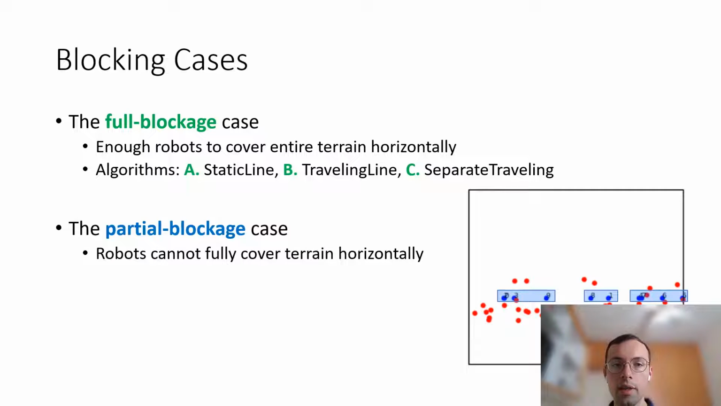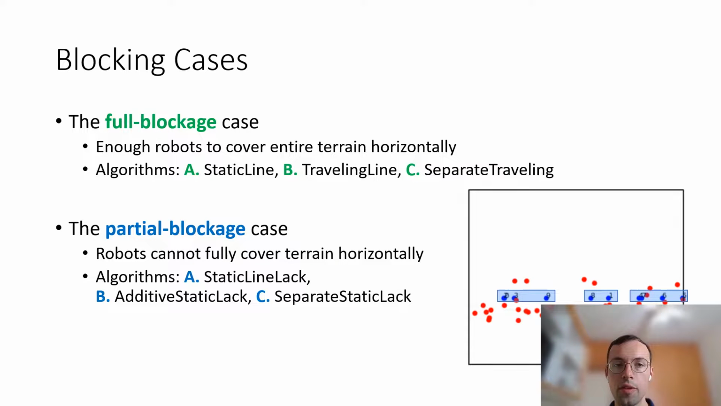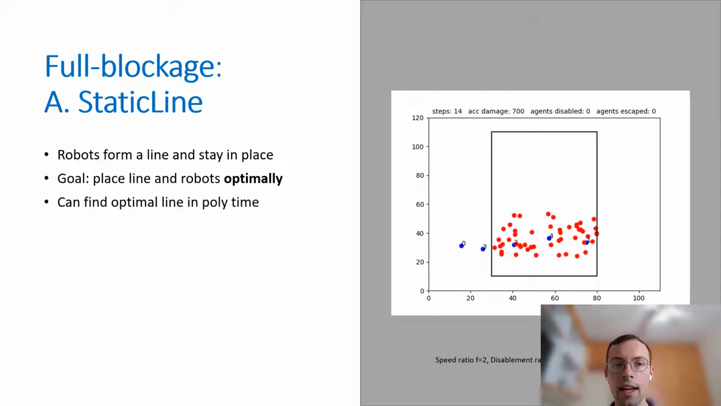In the second type, the partial blockage case, the robots cannot fully cover the terrain and they need to move also in a patrol style in order to block efficiently. For the partial blockage case, we presented an algorithm named static line lag and two additional variants, additive static lag and separate static lag.